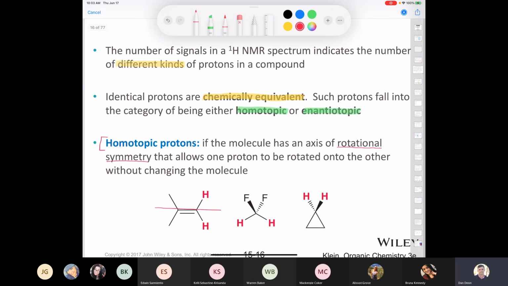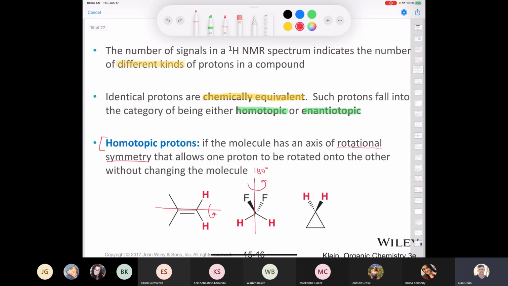So this is isobutylene, but you can see that these two protons are homotopic because if I rotate this 180 degrees, both of those protons end up in the same place and I would not be able to distinguish between them. Same thing with this molecule here. This is difluoromethane. If you were to rotate this 180 degrees, close your eyes and open them again, you would not be able to tell which proton is where. Again, they're homotopic. And the same thing with these two protons of cyclopropane.